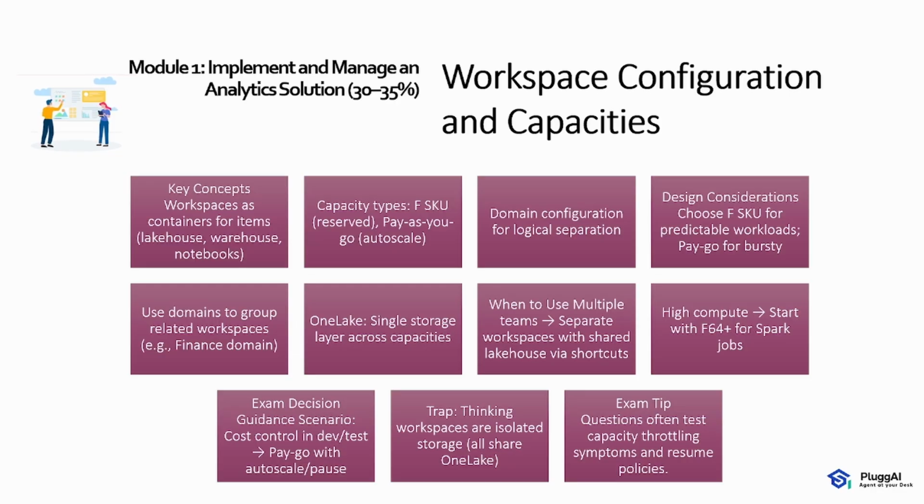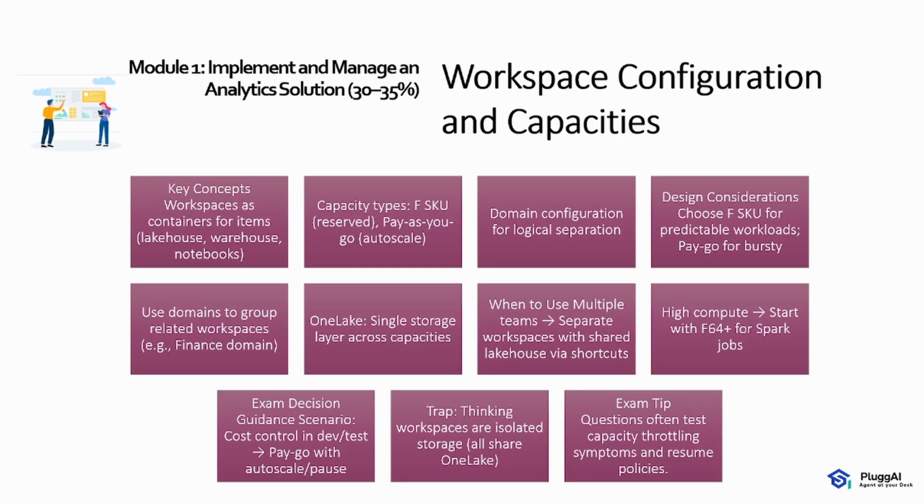Now, capacities. This is super important for both performance and cost. You've got 2 main flavors. The F-Series SKUs, like F64 or F128, which are reserved capacity with predictable pricing, perfect for production workloads where you need guaranteed compute. Then there's pay-as-you-go, which auto-scales based on demand and can pause when idle.